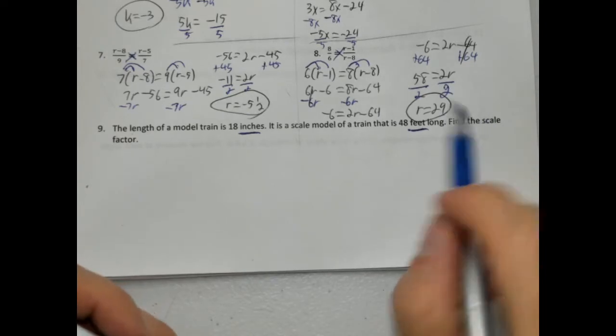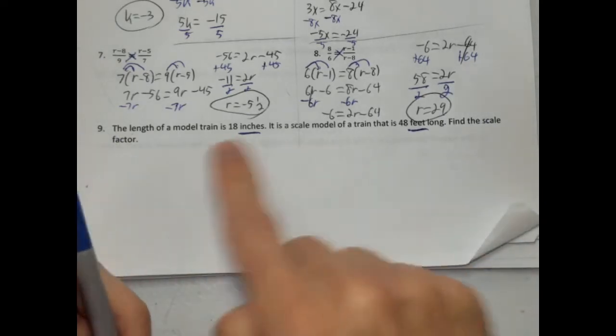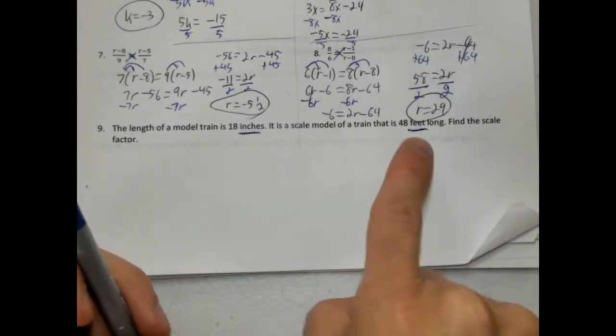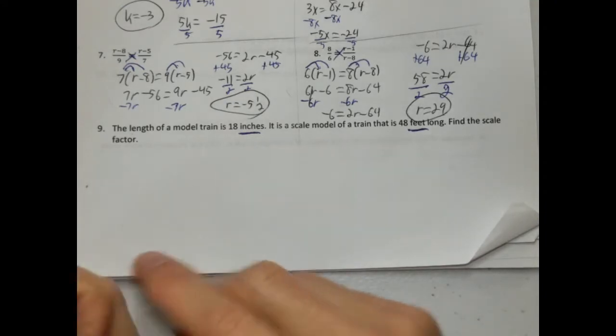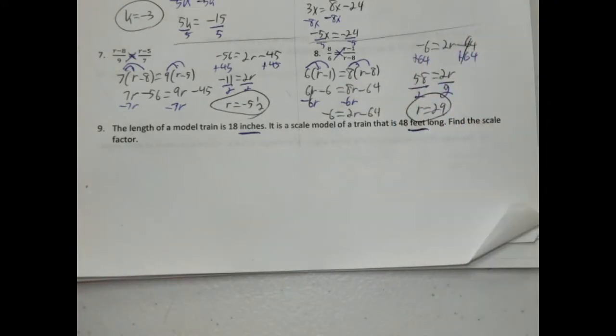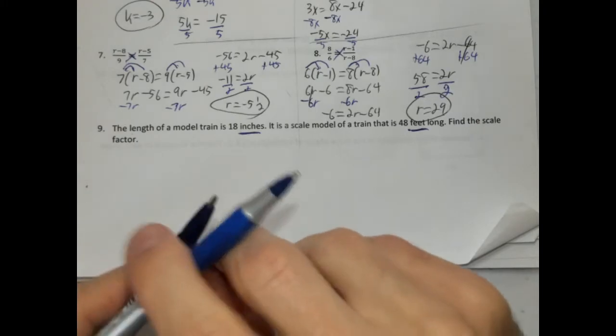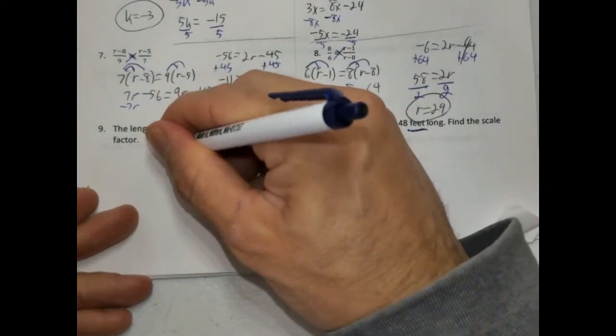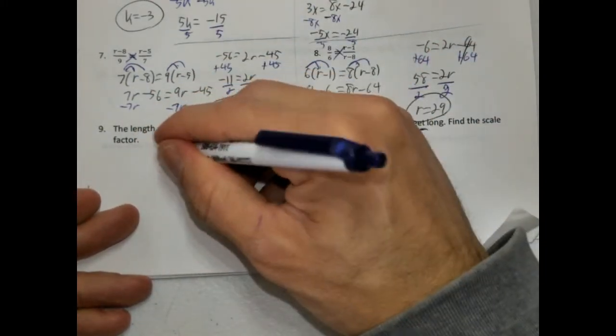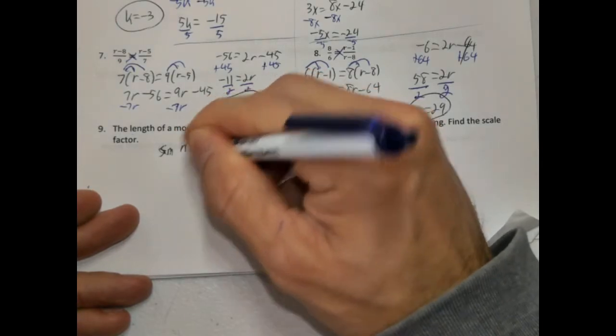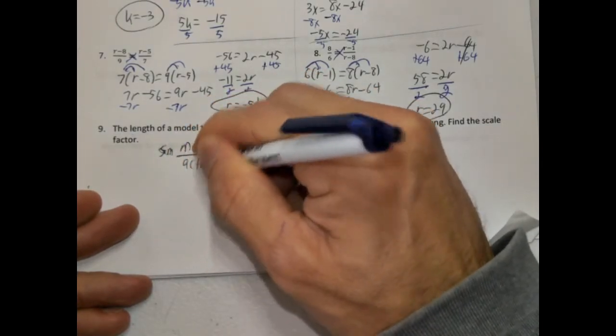This also doesn't clarify which scale factor it wants, if it wants small to big or big to small. So we can interpret that either way. We're going to go small to big. So the smaller version, the model, will be on the top number. And our actual value will be on the bottom. Okay.